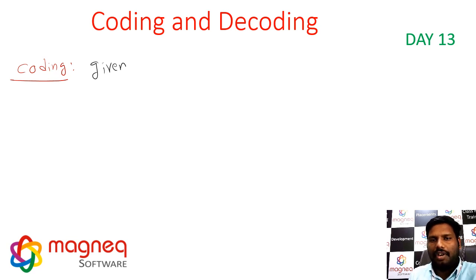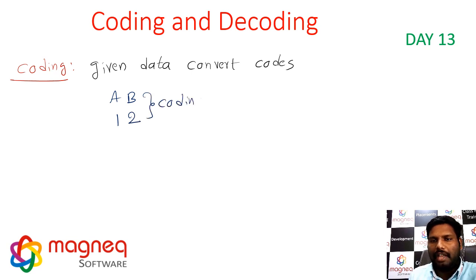Given data, convert into codes. For example, A and B given data, convert to 1 and 2. So, coding: given data A and B, convert to 1 and 2.